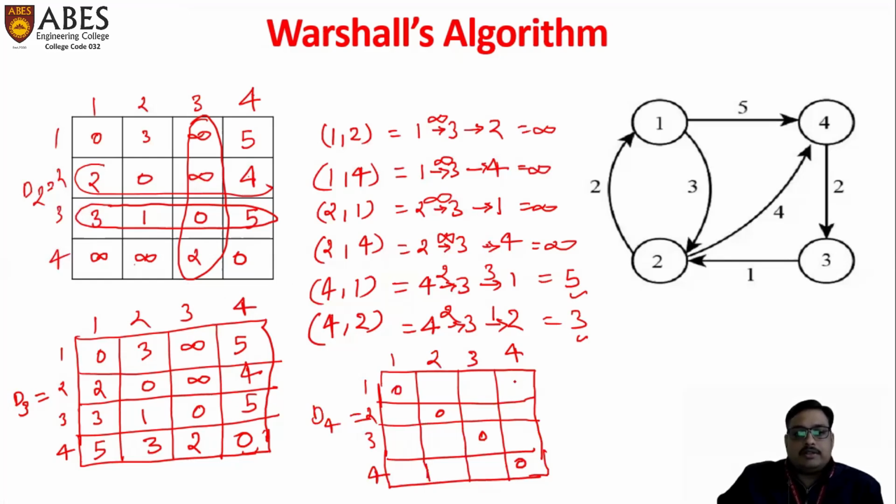We'll copy the cost of 4, the fourth column and fourth row in D3. Let me write this: 5, 4, 5. And here we have 5, 3, and 2. Now we need to calculate only these values: 1,2; 1,3; 2,1; 2,3; 3,1; and 3,2.